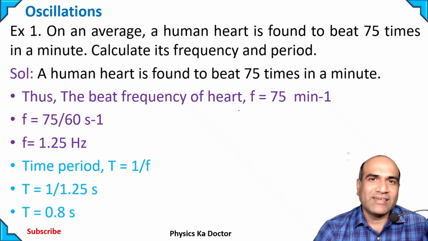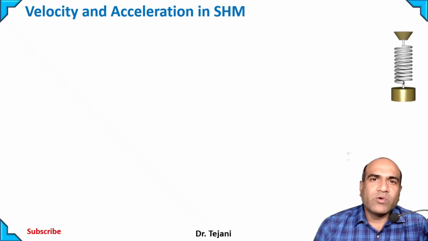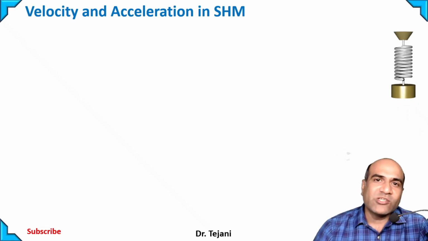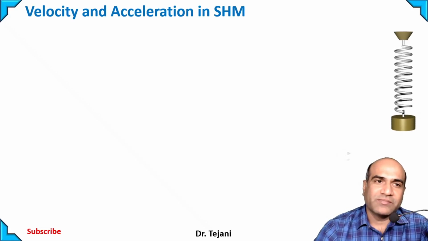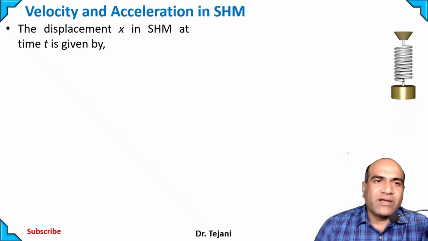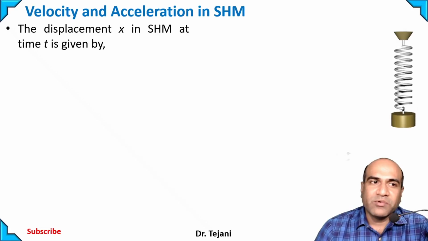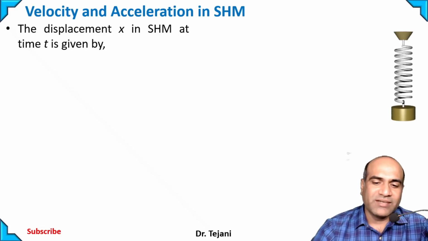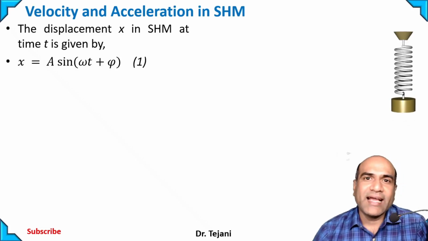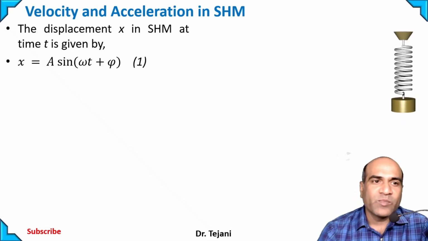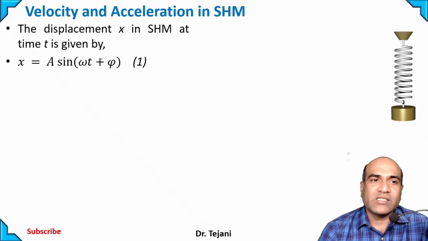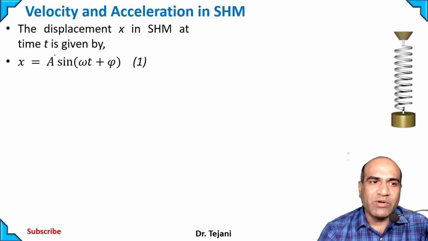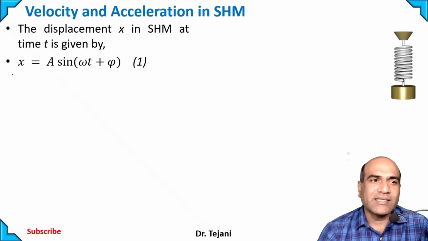Very simple, isn't it? Before we move to the next example, let us understand velocity and acceleration in simple harmonic motion. The displacement x in simple harmonic motion at a time is given by which equation? If you remember, in general it is always x equal to a sine omega t plus phi. Omega is angular velocity, a is the amplitude, and x is the displacement at time t.